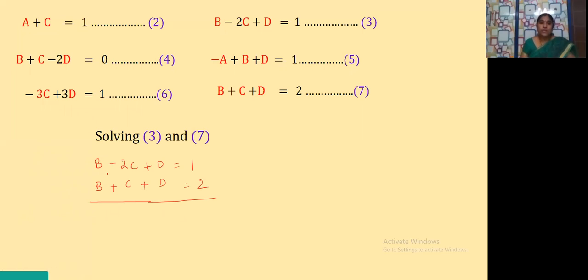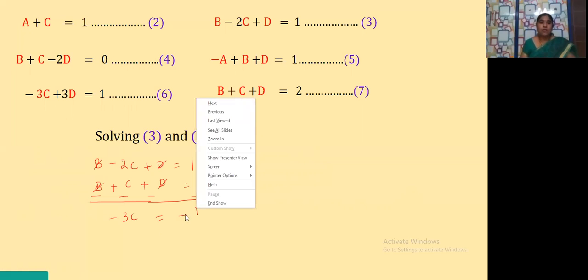Yes. Now let us try to solve these equations. Now, because here b's and d's are of same sign, let us change the sign now to cancel them. Here minus, here minus, here minus. Plus b and minus b is cancelled. Plus d and minus d is cancelled. So minus 2c minus c is how much? Minus 3c is equal to 1 minus 2, which is how much? Minus 1. Okay. Now minus sign and minus sign is cancelled.